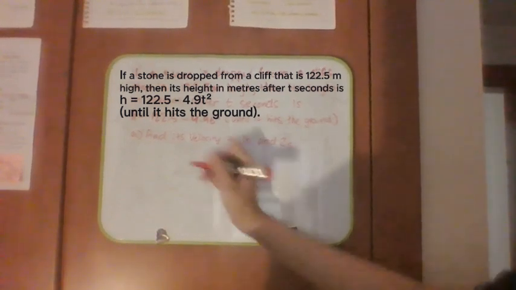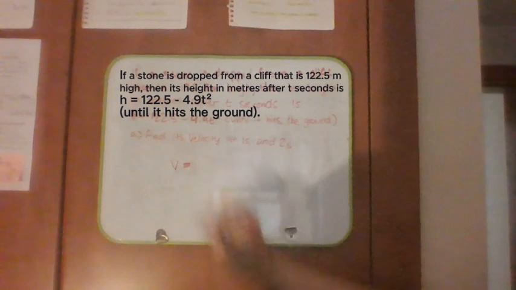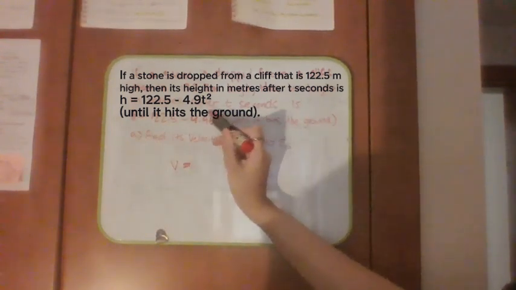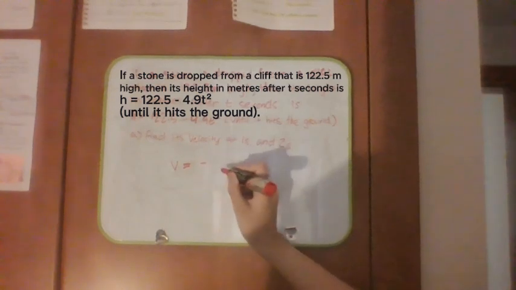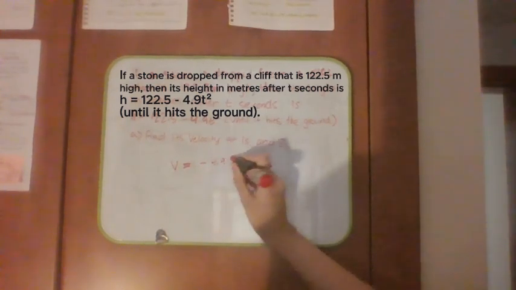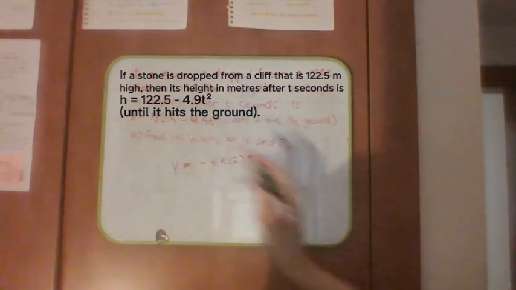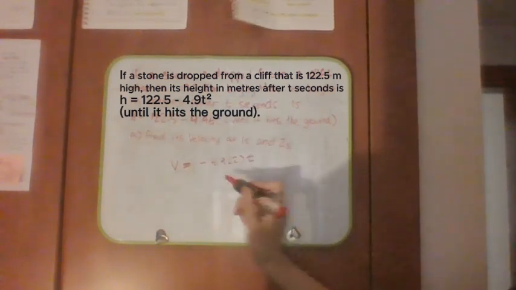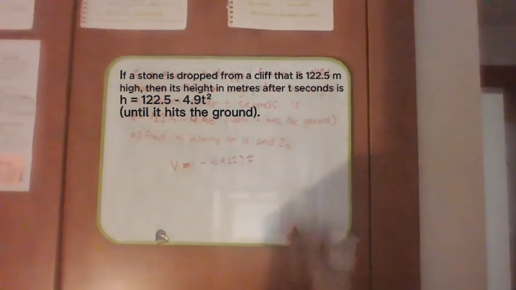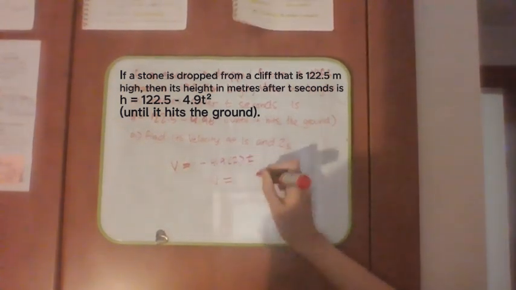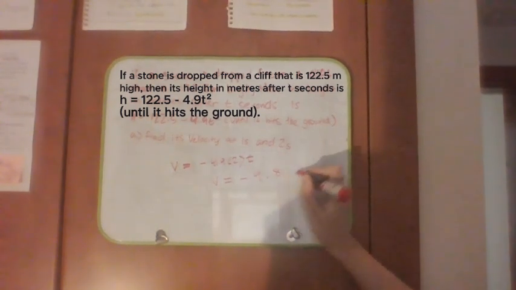Okay, so I'll just show you guys by doing it on the board. Here, v equals the derivative. So when you take the derivative, you'll bring the power down, times it with the coefficient, and you'll keep the negative there. Negative 4.9 times 2t, and the constant is always 0, so you don't need to add that. Now plug this into your calculator and you'll get the equation. So the velocity equation is v equals negative 9.8 t.